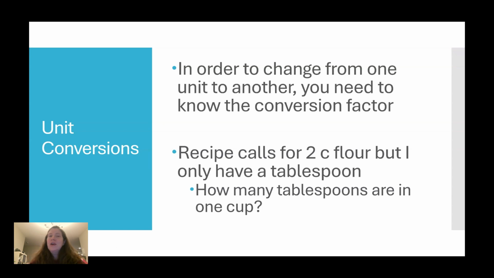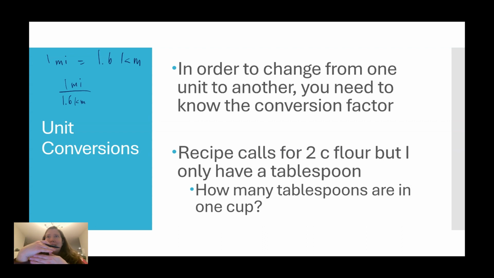Unit conversions. We're changing from one unit to another: inches to centimeters, pounds to ounces, cups to tablespoons. Anytime you have a problem like that, you need a conversion factor to help you solve it, right? The conversion factor is something like 1 mile equals 1.6 kilometers. And when we use that in a problem, we sometimes will write it as 1 mile over 1.6 kilometers. Notice this is a fraction that's equal to 1 because 1 mile and 1.6 kilometers are equivalent values.